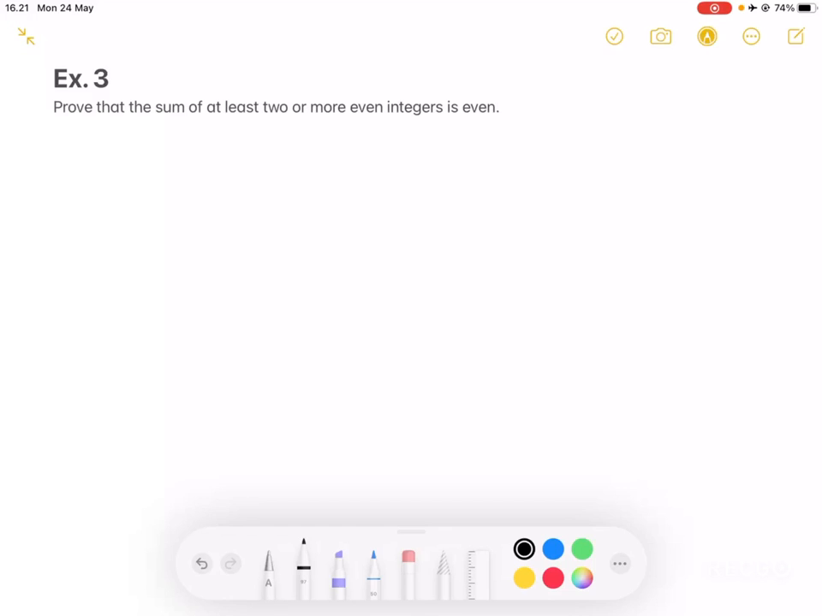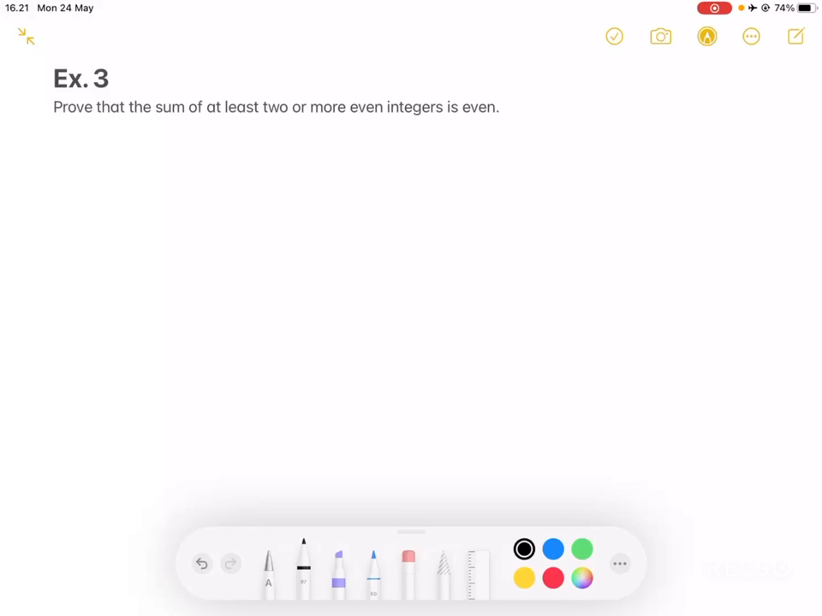And the name already suggests itself: it is by supposing a contradiction, meaning the opposite of that statement, and then proving that our assumption, the opposite of that statement, is wrong, and therefore the original statement is right. Alright, that's what we're going to do today. We're going to prove that the sum of at least two or more even integers is even.